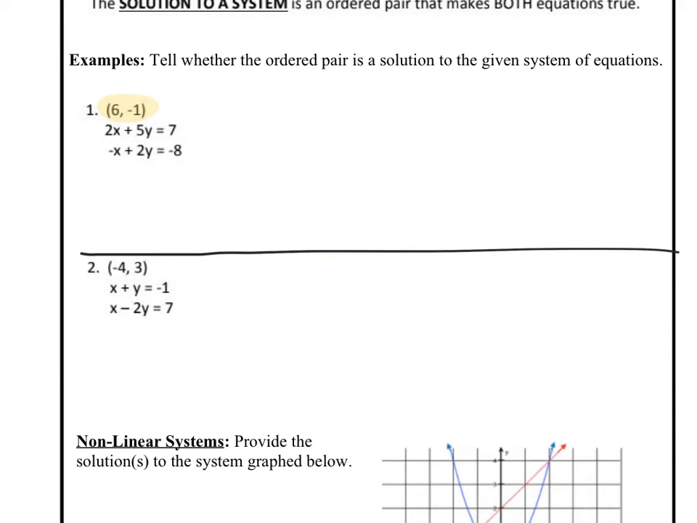So 2x plus 5y equals 7. We want to know if (6, -1) works for that. So we're going to take each equation and write it down. 2x plus 5y equals 7. You are going to take your point and plug it in to see if it makes the equation true. Remember, points are x, y.